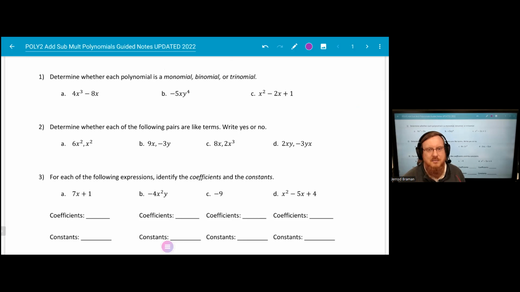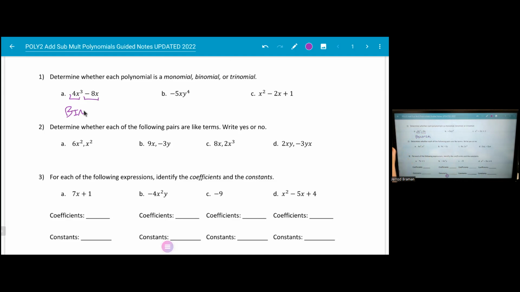So with that said, the first little bit here is just some identification processes. The first one: determine whether each polynomial is monomial, binomial, or trinomial. Does it have 1, 2, or 3 terms? Remember, terms are things that are added together. So like 4x cubed minus 8x, you could also think of that as 4x cubed plus negative 8x. So our terms would be 4x cubed and negative 8x. There are two terms, making this one a binomial.